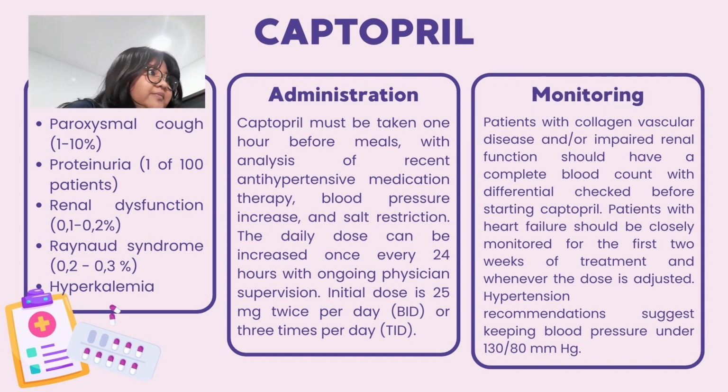For monitoring, patients with collagen vascular disease and/or impaired renal function should have a complete blood count with differential checked before starting captopril. Patients with heart failure should be closely monitored for the first 2 weeks of treatment and whenever the dose is adjusted. Hypertension recommendations suggest keeping blood pressure under 130/80 mmHg.